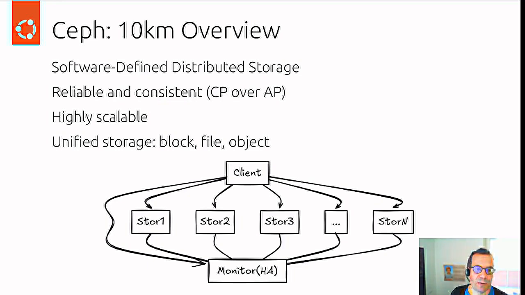Ceph is highly scalable. So you see in the architecture diagram below, clients talk directly to storage nodes with no intermediary and no gateway in between that could act as a pacemaker. Ceph offers unified storage. What that means is you can get block devices, you can get file systems, and you can get S3 compatible object storage from Ceph.